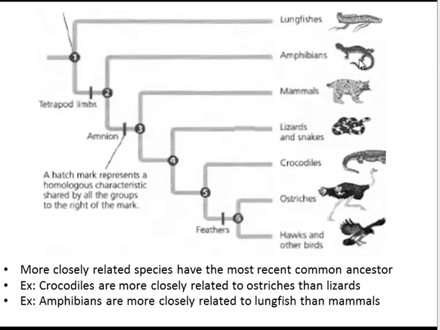Similarly, amphibians are more closely related to lungfish. That's a typo. Amphibians are more closely related to mammals than they are to lungfish, because amphibians share a common ancestor with mammals here, whereas their common ancestor with lungfish is here. So amphibians would be more closely related to mammals.